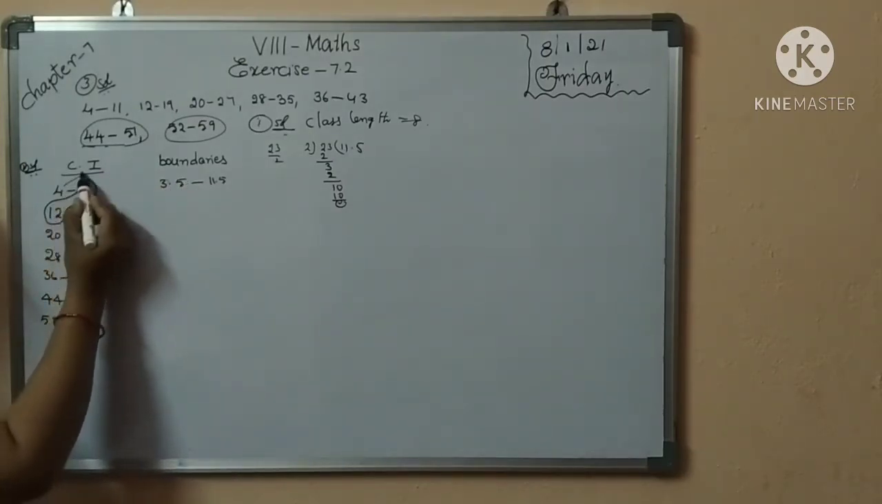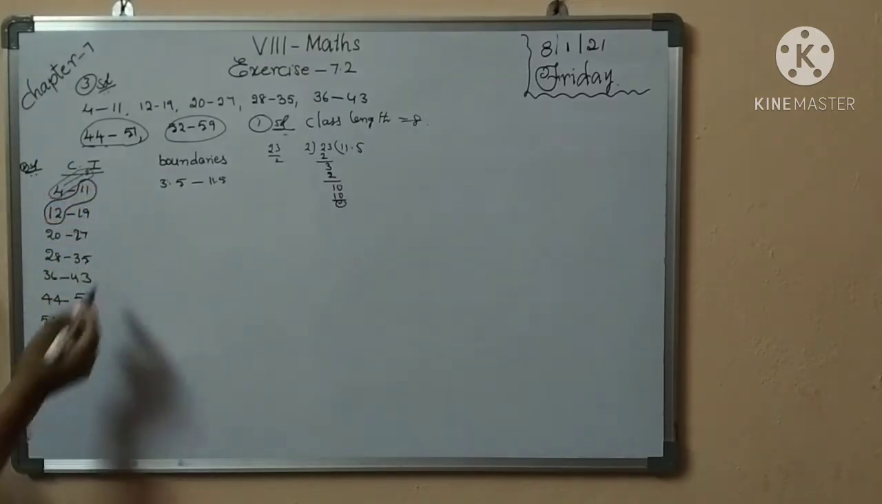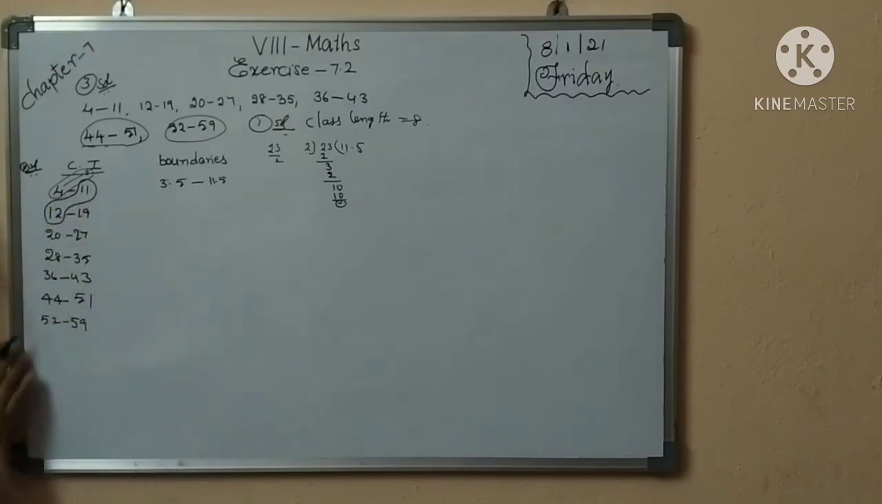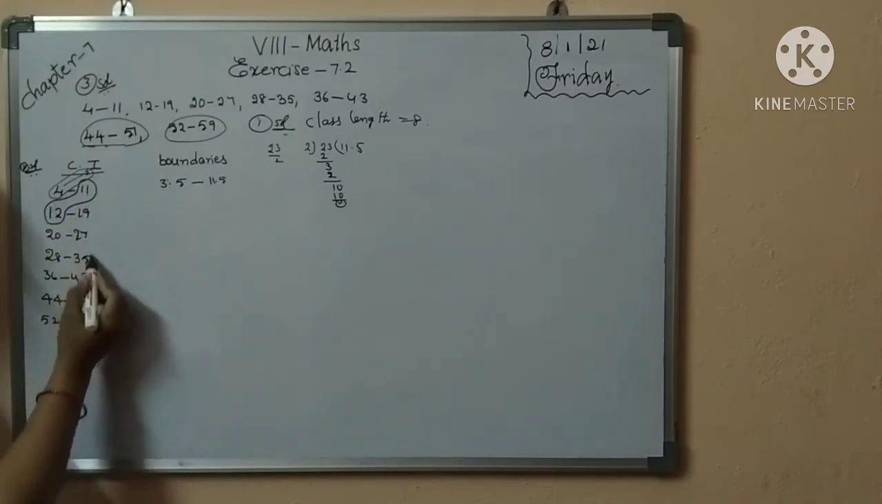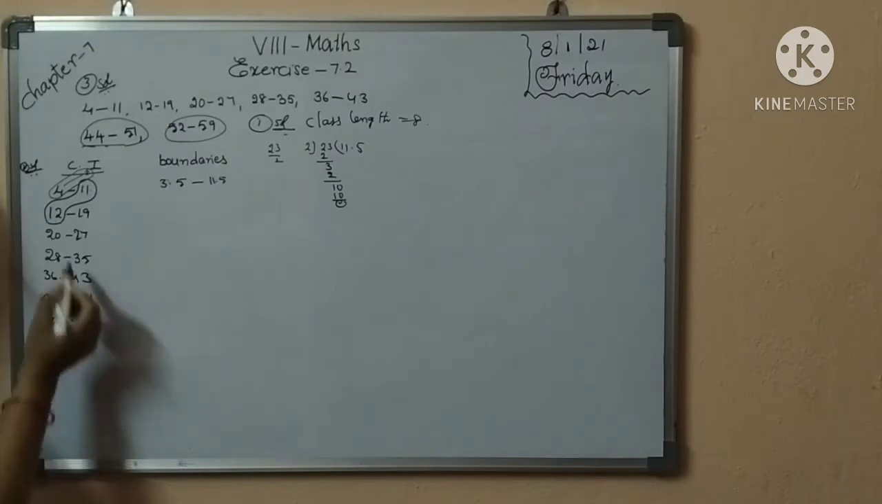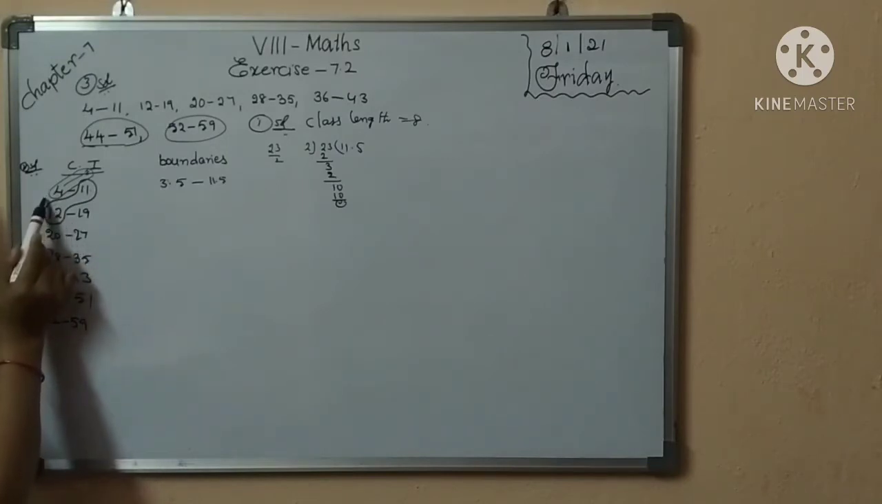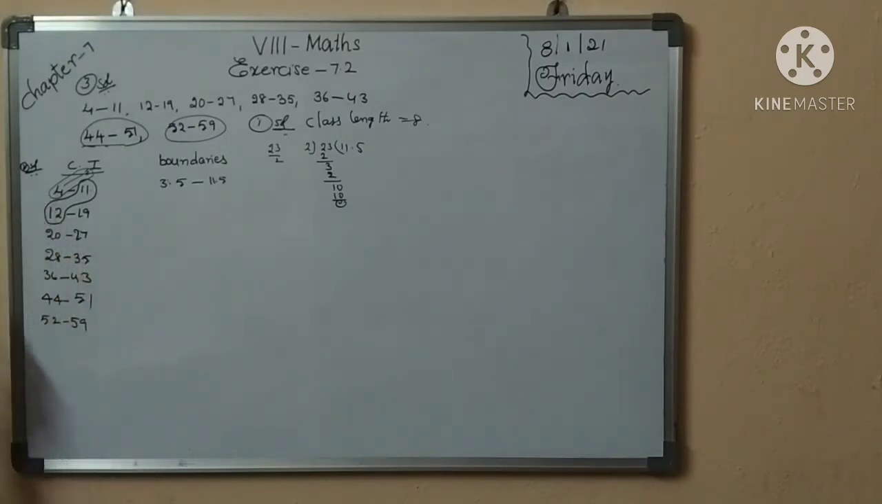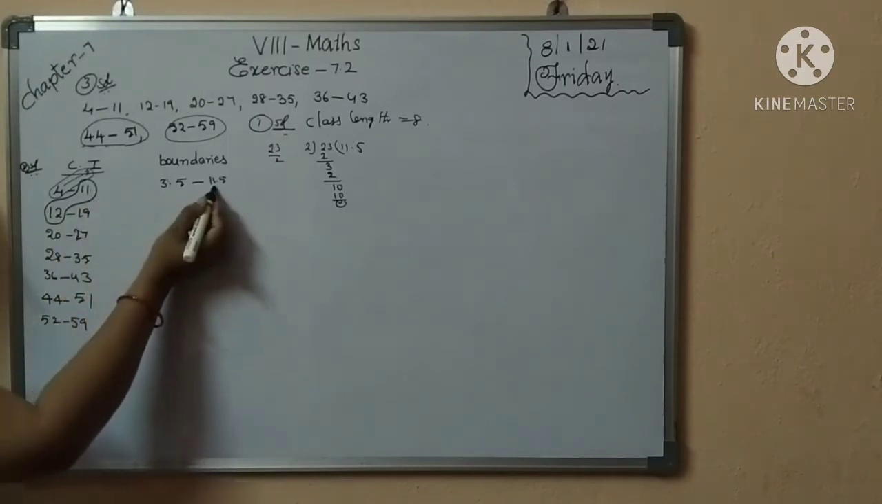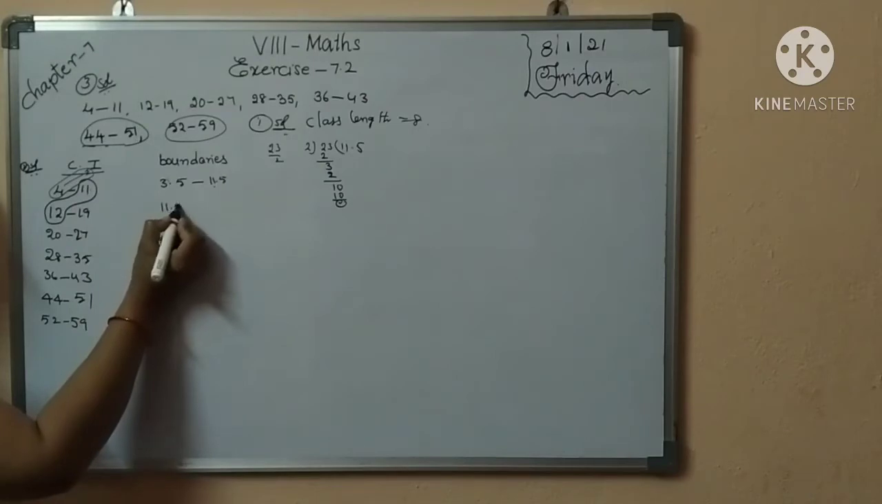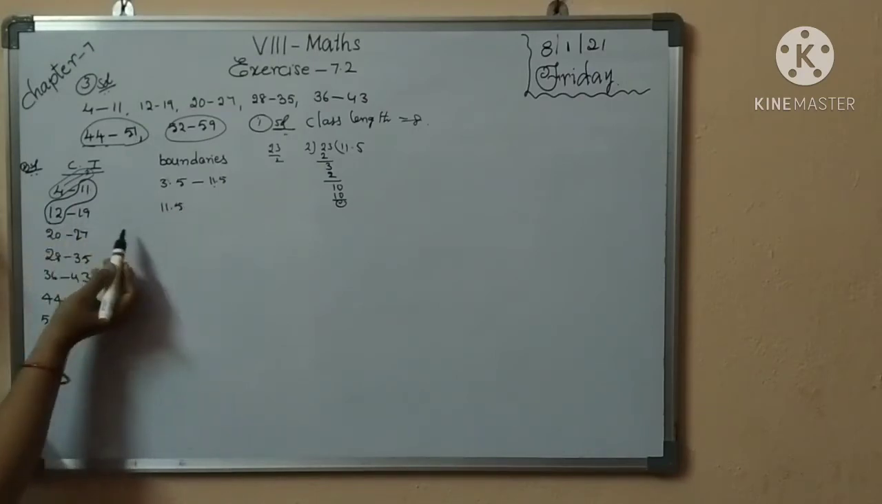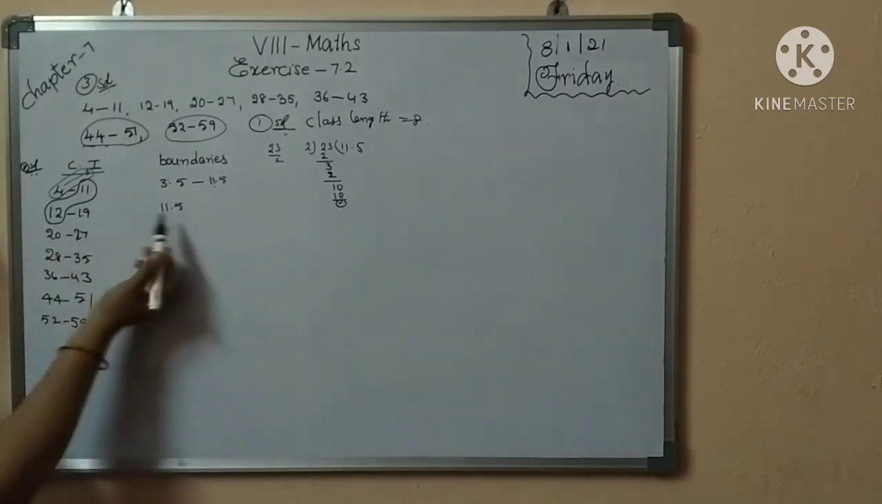Here, the number before 4 is 3. 3 plus 4 is 7, 7 by 2 is 3.5. Observe that adding 0.5 to all upper limits gives the upper boundaries, and subtracting 0.5 from each lower limit gives the lower boundaries. So what is the upper boundary? For the next class we take the lower boundary: 12 minus 0.5 is 11.5.